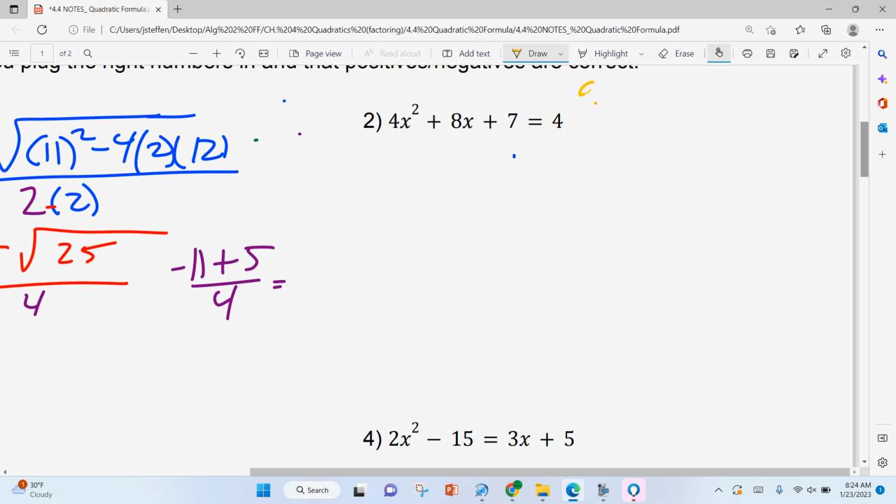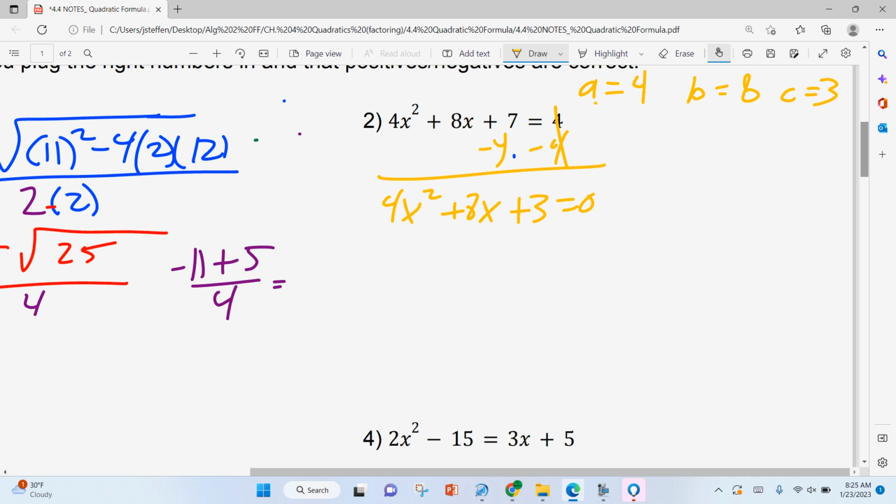Maybe I'll do it over here so I have a little bit more space. So my A is 4, my B, oh, before I do this, I need to get everything on one side. I need to get it equal to 0, so subtract 4. So we have 4x squared plus 8x plus 3 is equal to 0. So my A is 4, my B is 8, my C is 3. Again, it's got to be equal to 0 just like when we factor.